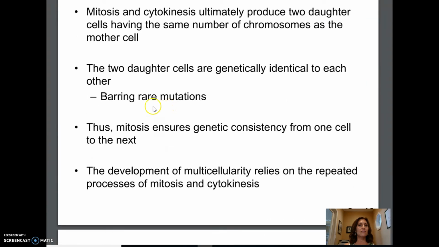And I unfortunately don't have a picture of the cell plate. I'm going to stop here before we start up with meiosis.